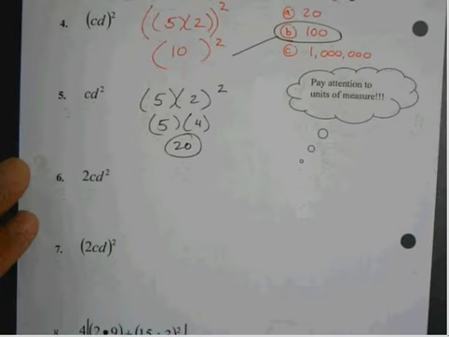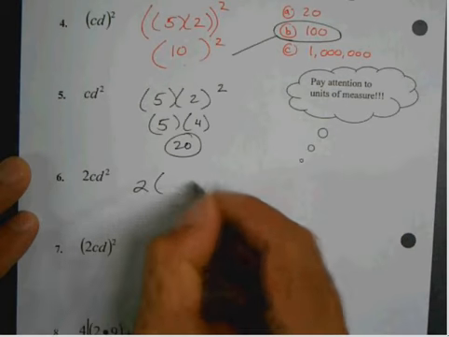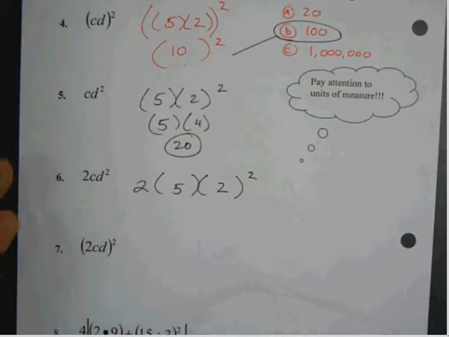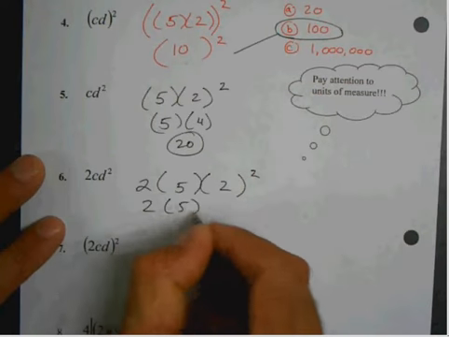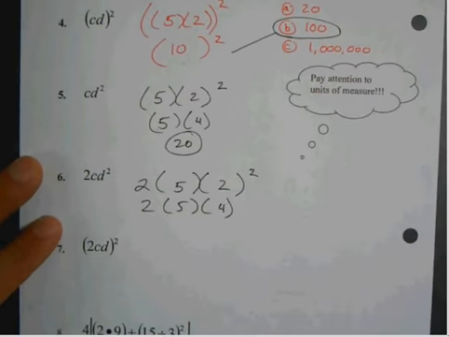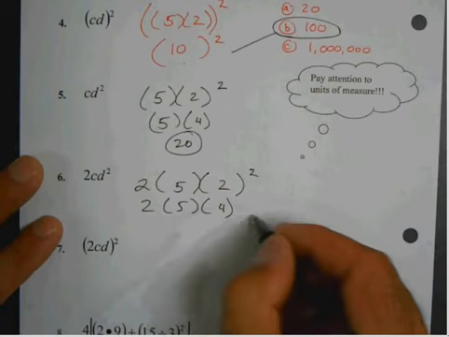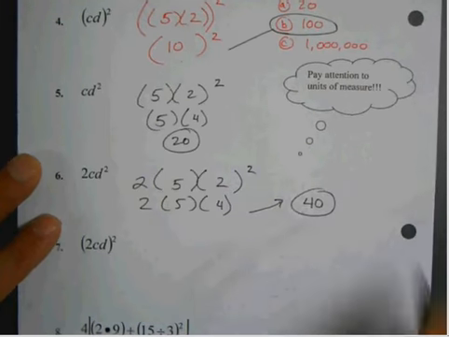All right, next one. 2 times 5 times 2 squared. Tyler, what do you think is first on this one? The 2, the 5, or the 2 squared? The 2 squared. And you know 2 squared is 4. Okay, so let's replace the 2 squared with a 4. 2 times 5 is? Times 4? 40.